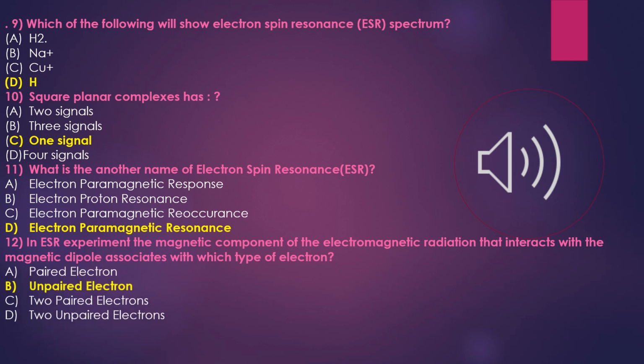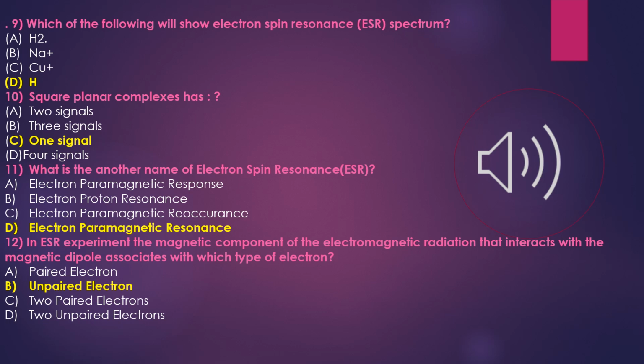9. Which of the following will show electron spin resonance ESR spectrum? H2, Na+, Cu+, H. The answer is D, H. 10. Square planar complexes have: 2 signals, 3 signals, 1 signal, 4 signals. The answer is C, 1 signal.